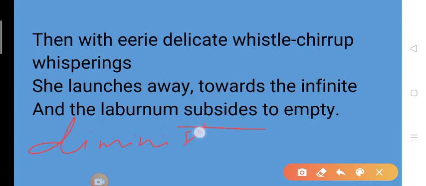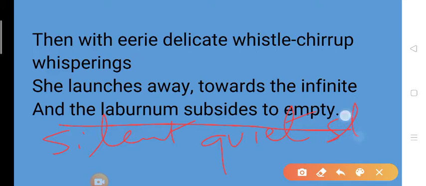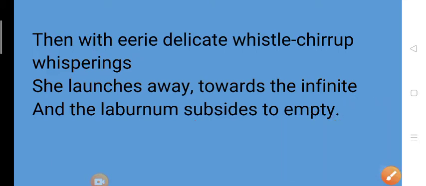After reaching the end of the branch, the bird makes a sweet chirping sound just like whispering and flies away towards the infinite sky, and again makes the laburnum tree silent and death-like. And the laburnum subsides to empty means again silence prevails around the laburnum tree, means the laburnum tree becomes quiet and still.